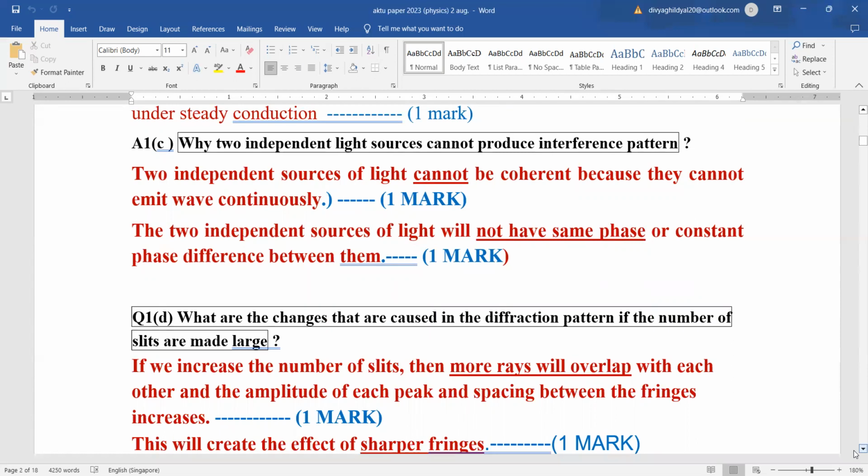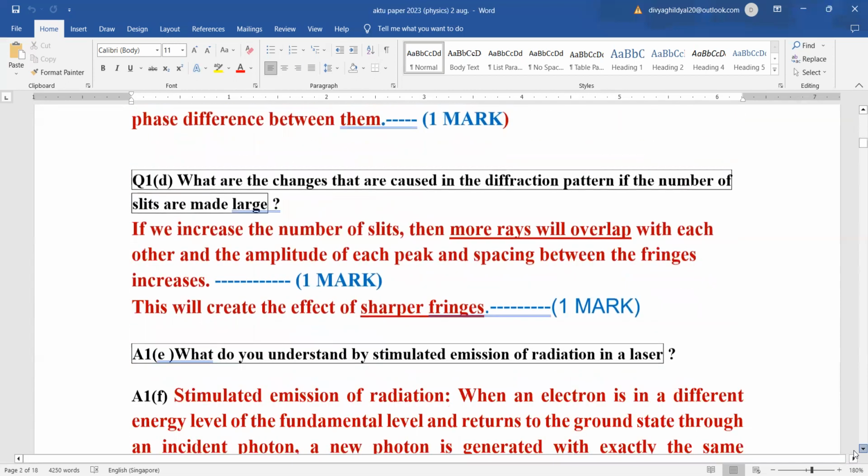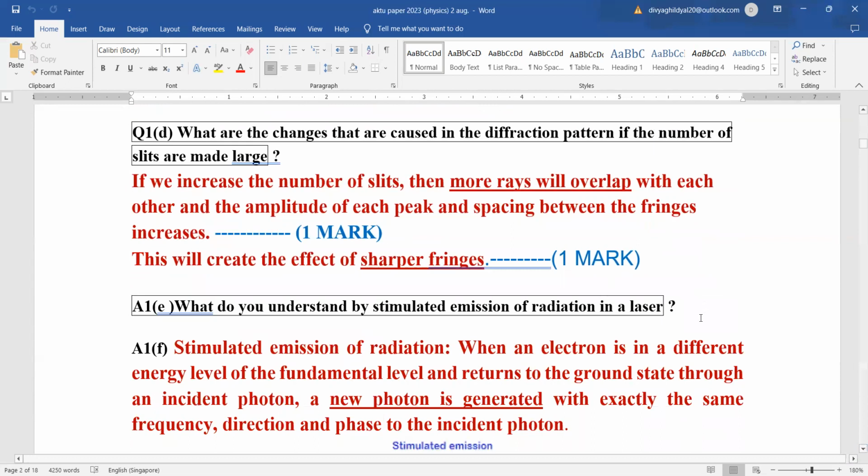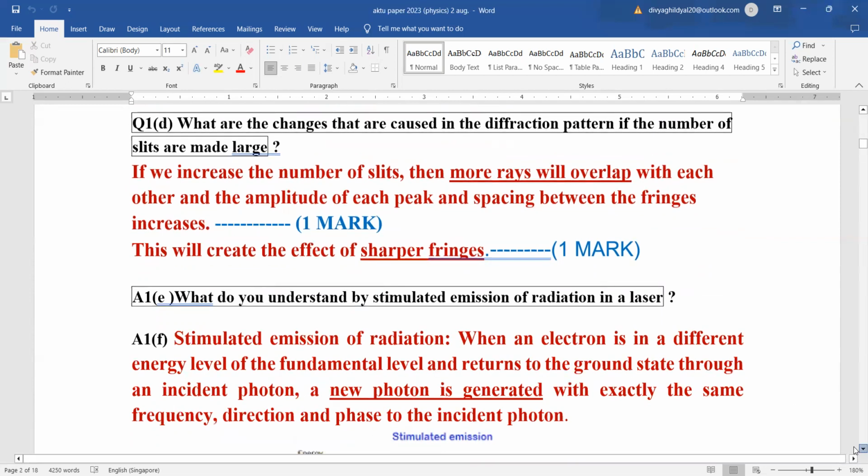What are the changes that are caused in the diffraction pattern if the number of slits is made large? See, if we are increasing the number of slits, then more rays will be overlapping with each other and we will be getting a good, sharp, bright fringe pattern.